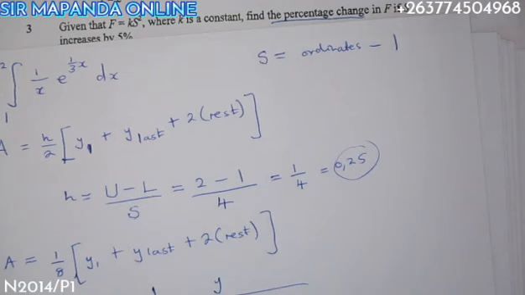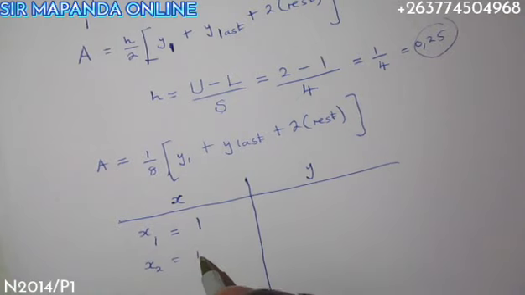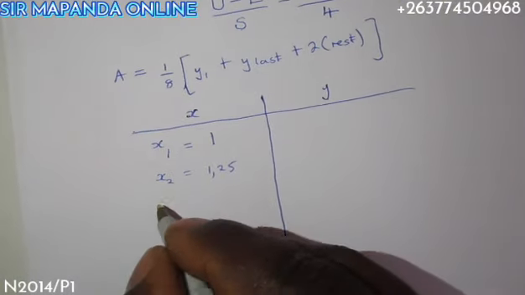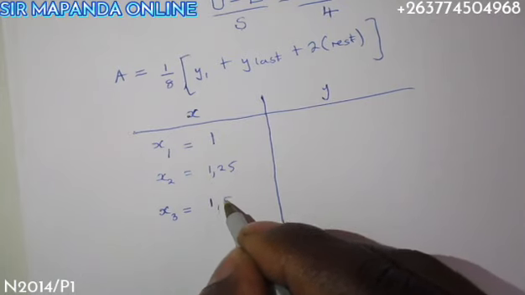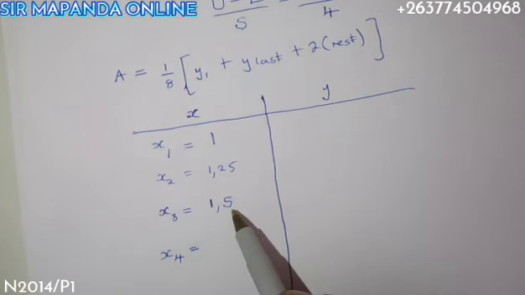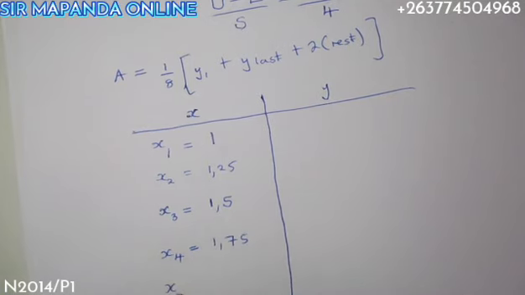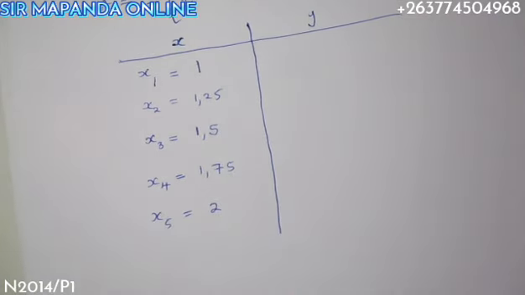Like in an AP sequence, if you add the common difference, you are going to find the next term. So the next term here is x2, which is 1.25 after adding 0.25 to our lower limit. Then to find x3, you add 0.25 to 1.25, it gives you 1.5. To find x4, you add 0.25 to 1.5, you get 1.75. Then to find x5, you add 0.25 to 1.75, it gives you 2, which is your upper limit.